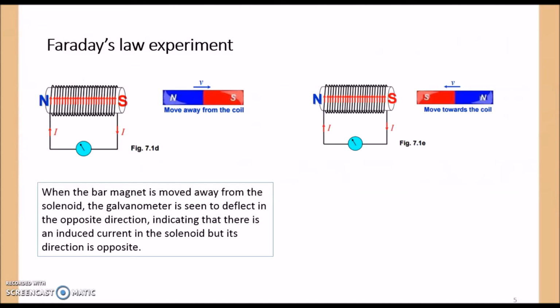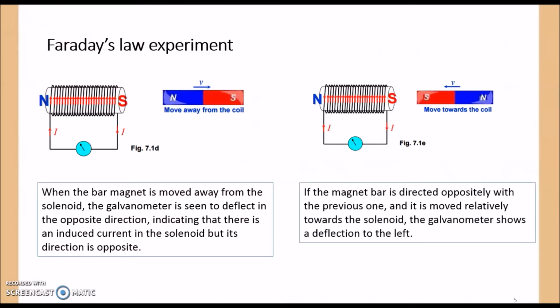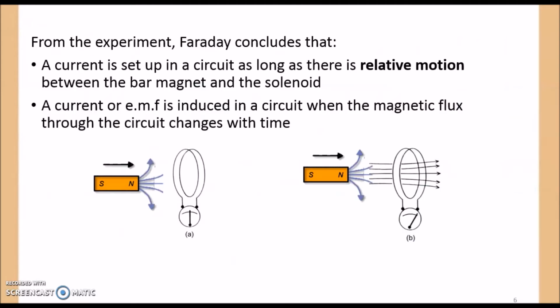Then, what if we change the pole of the bar magnet? Tadi kita masukkan north pole. What if kita tukar position, kita masukkan south pole pula? So, what will happen? There will also be induced current in the solenoid.